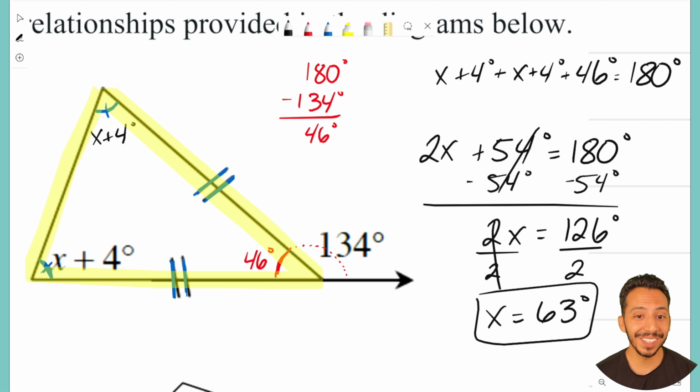So again, look at that. This is basically a big puzzle for us, right? It's a big puzzle because we know that triangles add up to 180, but I had to first find that missing red angle. But you did good. That was awesome.